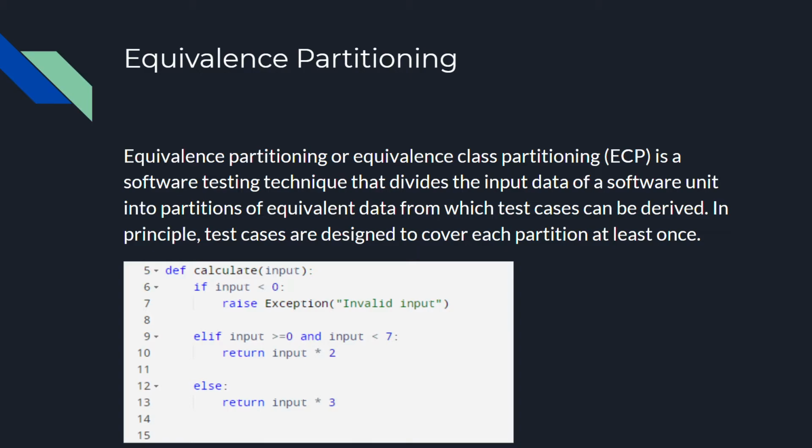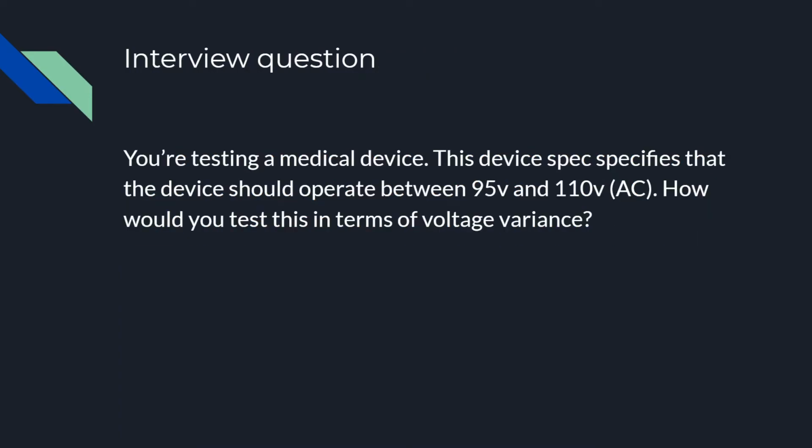So let me go to the second question, an actual example of an interview question I have. You're testing a medical device, and this device specifies that it should operate between 95 volts and 110 volts AC. How would you test this device in terms of voltage variance?